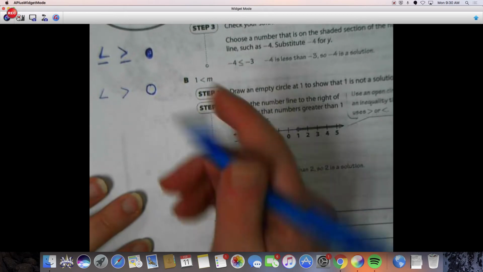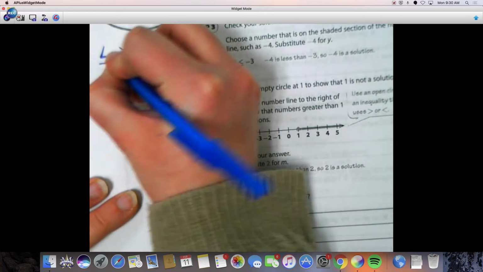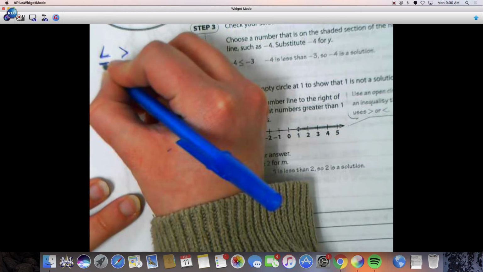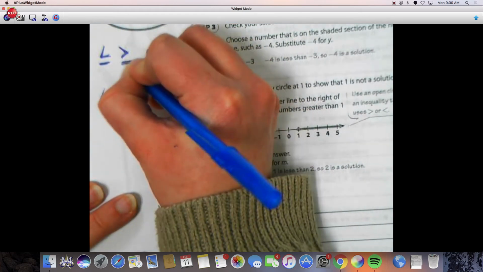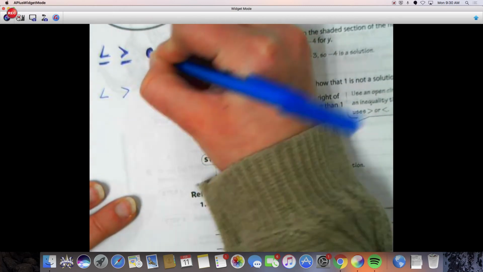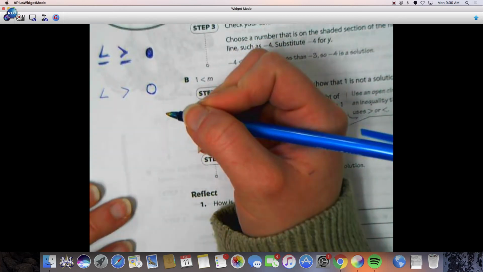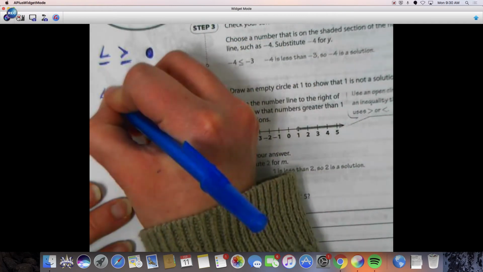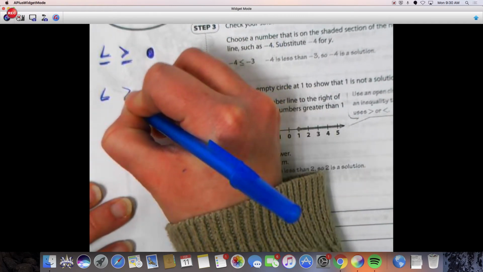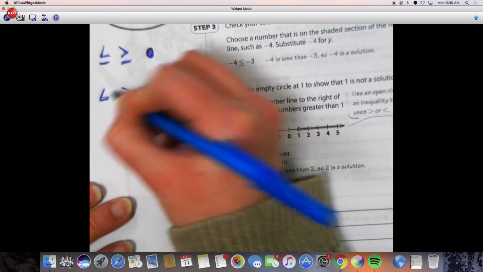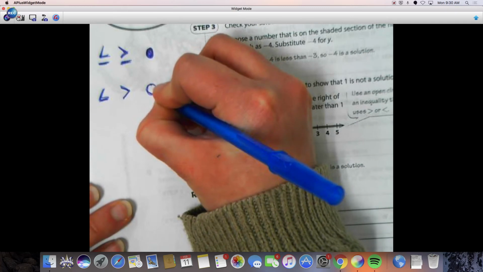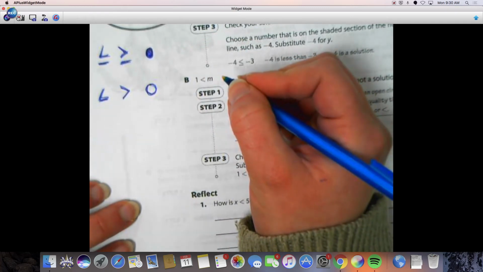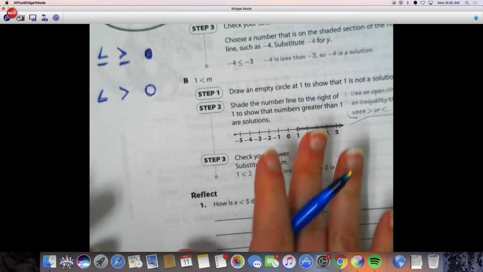So, if we look back here, if you have the less than symbol with the equal to sign under it, or the greater than symbol with the equal sign under it, it's going to be a shaded circle when you plot it on your graph. If you have a less than or a greater than symbol without the equal to line under it, it's going to be an open circle when you plot it on your graph. So here's what I mean by that.